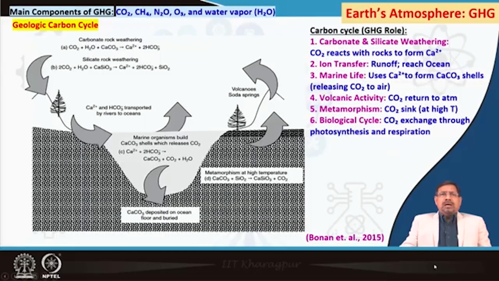You can see that in longer duration we have the rock weathering process. It can be explained in terms of carbonate rock or in terms of silicate rock. When calcium carbonate comes in contact with carbon dioxide and water, that is, carbonic acid, it gives rise to calcium ions and carbonate ions. Okay. So, bicarbonate ions, HCO3 minus.